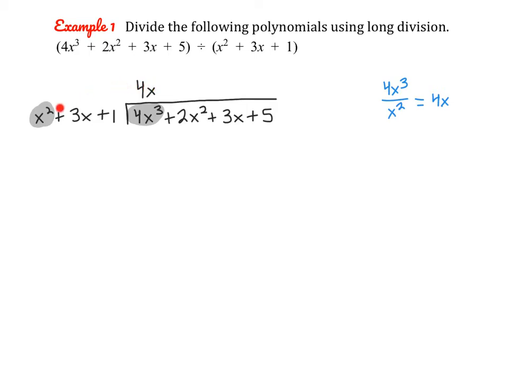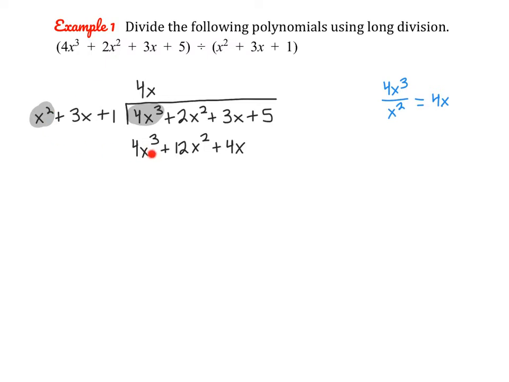Now we're going to do the multiplication step where we multiply this by all of this, and we're going to write it underneath. So I do need to multiply it by all 3 terms. So I do 4x times x squared, and that gives us 4x cubed. And then I do 4x times 3x, which gives us 12x squared. And then I do 4x times 1, which gives us 4x. And all of these terms should match.